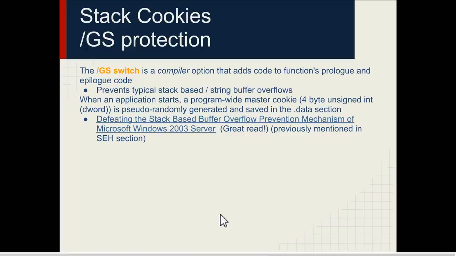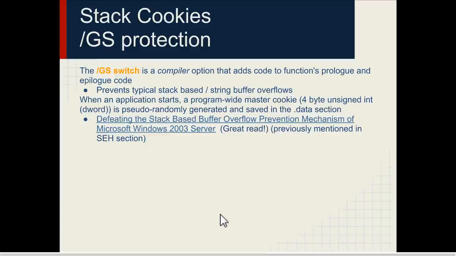the memory space. And this brings us to stack cookies in Windows, which are titled the slash GS flag, or rather the GS switch. It's essentially a Microsoft Visual C or C++ compiler option that adds code to the assembly prologue and epilogue statements for functions to prevent stack-based attacks, preventing overriding the return address, preventing overriding the SEH structure, as we've already demonstrated. So I think I previously mentioned this paper on defeating it in the SEH section. It's a good read. I want to doubly reiterate it.